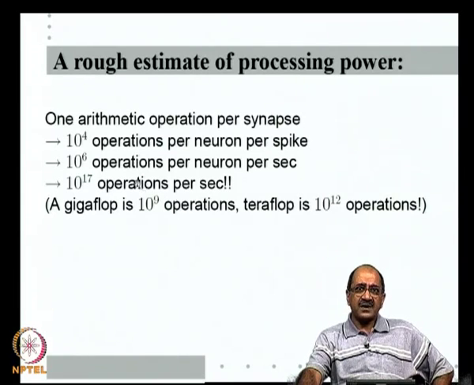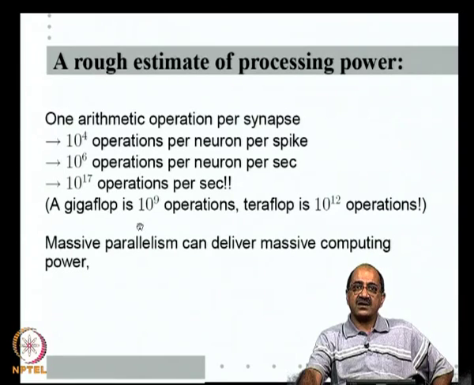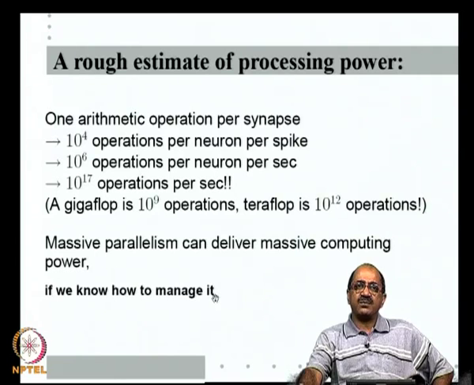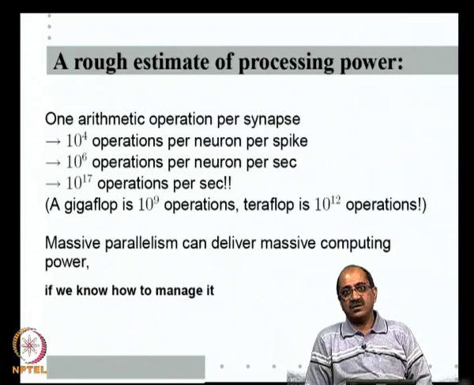But there are many neurons in your eye and retina and so on. So, there are a lot of sensory neurons, a lot of motor neurons, which are needed for the organism to function. But still, this is a staggering amount of operations possible if all the neurons are working in concert. This is something that all of us know. Massive parallelism can deliver massive computing power if only we know how to manage it. Of course, one does not know how to manage 100 billion processes to act together, right.